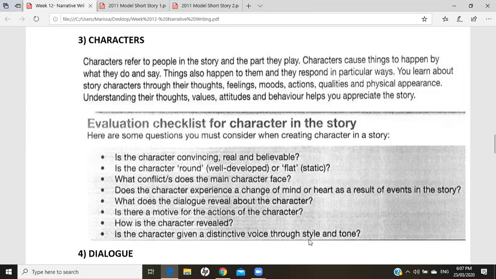Kind of like Toy Story as well. In Toy Story, they were toys. So characters don't always have to be humans. They could be anything you want them to be. But just remember that you must always make them convincing, real, and believable. So you could experiment and make anything a character as long as you make it believable for people to relate to, where they are convinced and they believe that this character is real.